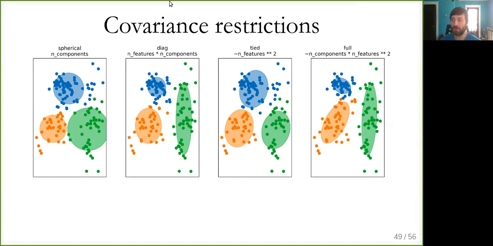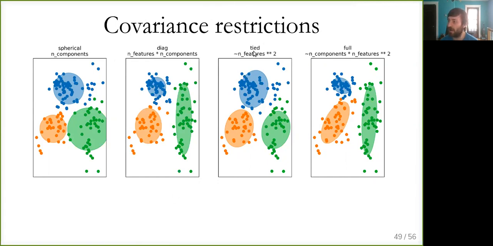You can make this a little bit more complicated and say, well, I allow each component to have a diagonal covariance matrix. This is still pretty restricted. So this means I allow arbitrary entries on the diagonal for each component, which means you can have ellipses, but the ellipses need to be axis aligned. So this is an example of this.